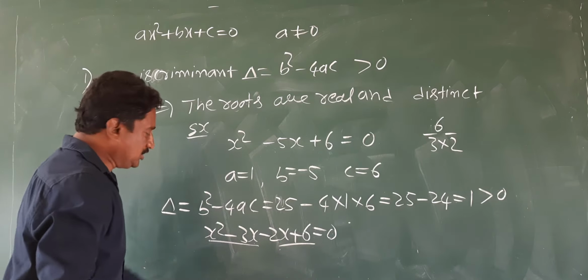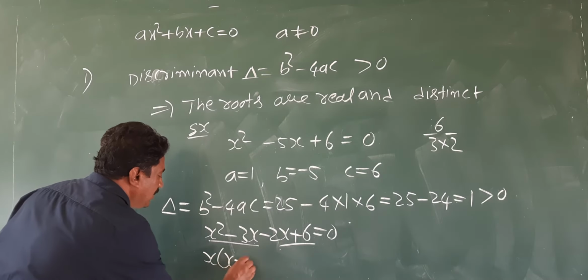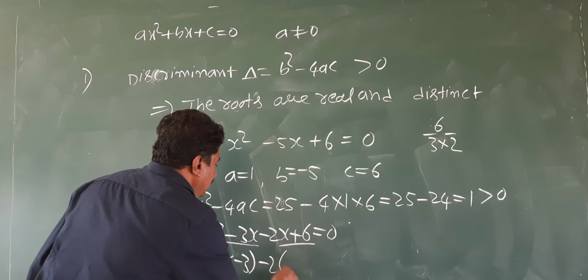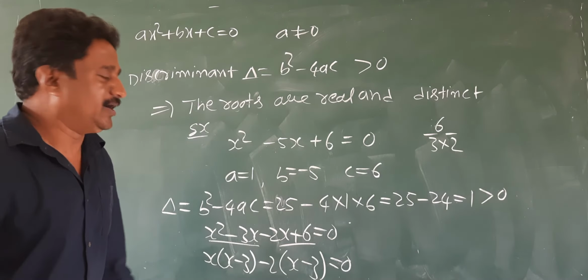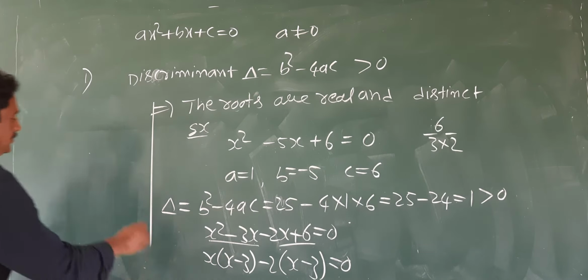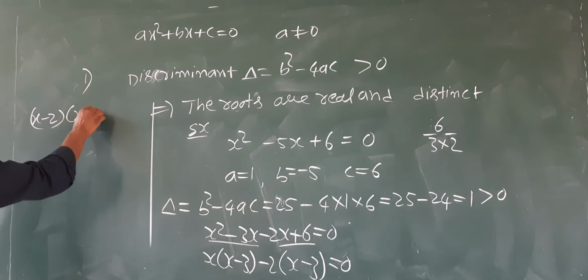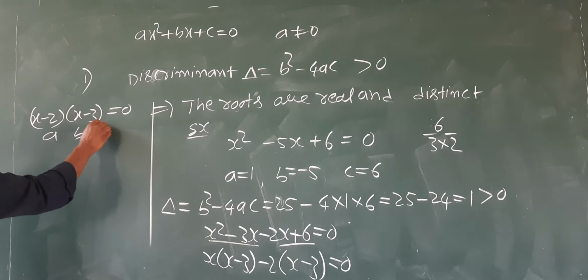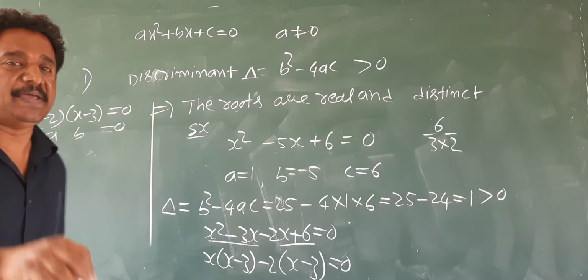Factorizing. What is common from these two, students? x. So x minus 3. From these two, it is minus 2. x minus 3. You tell me two factors of this quadratic, students. So the two factors are x minus 2 into x minus 3 is equal to 0. This implies a into b is 0, which means either a equals 0 or b equals 0.